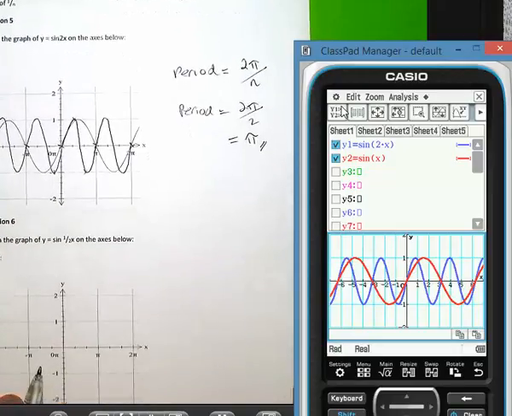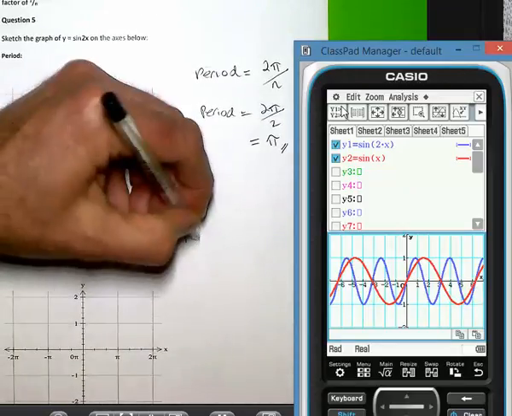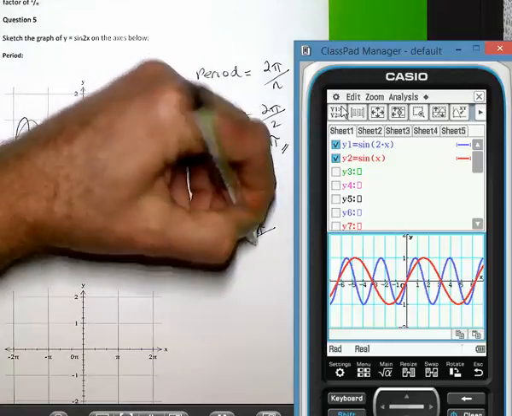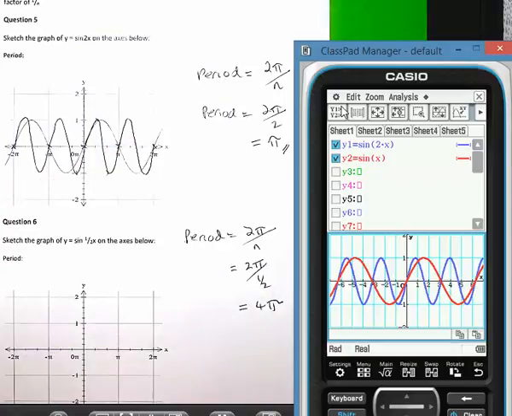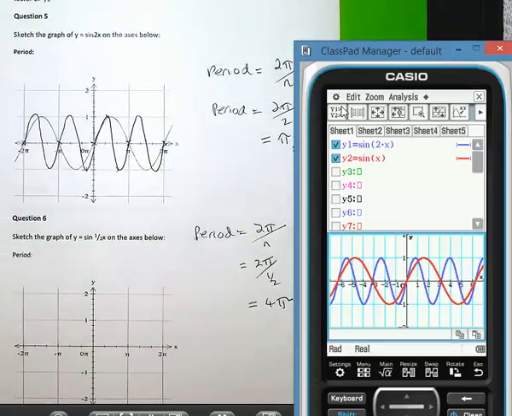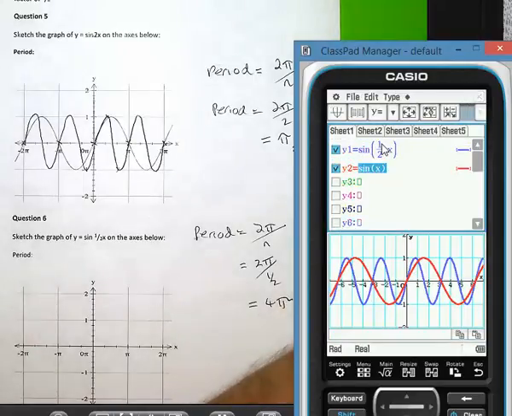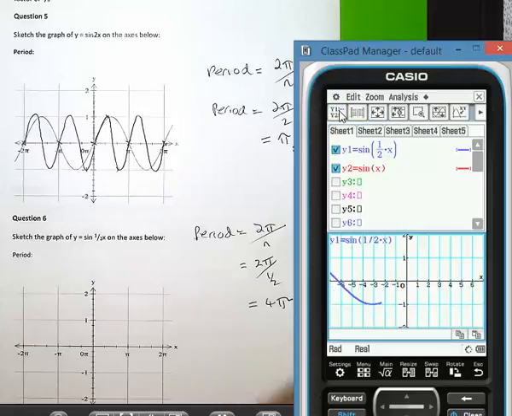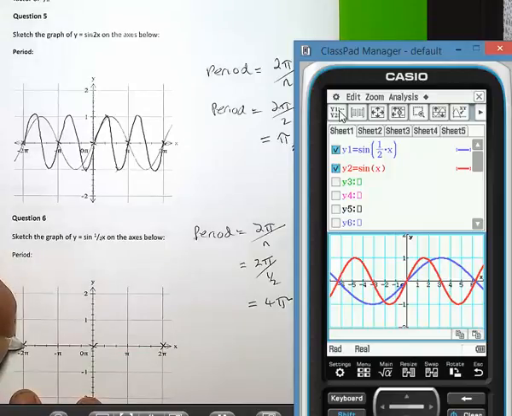Now, when we have a look at the next one, which is a sine of a half x, we'll work the period out. Which ends up being 4 pi. So when we come to graphing this, we'll put that one in. I'll change that to a half x, and we'll see what happens. And you can see there, between 2 pi, negative 2 pi, and pi, my wave pattern is only replicated once, as associated with period of 4 pi.